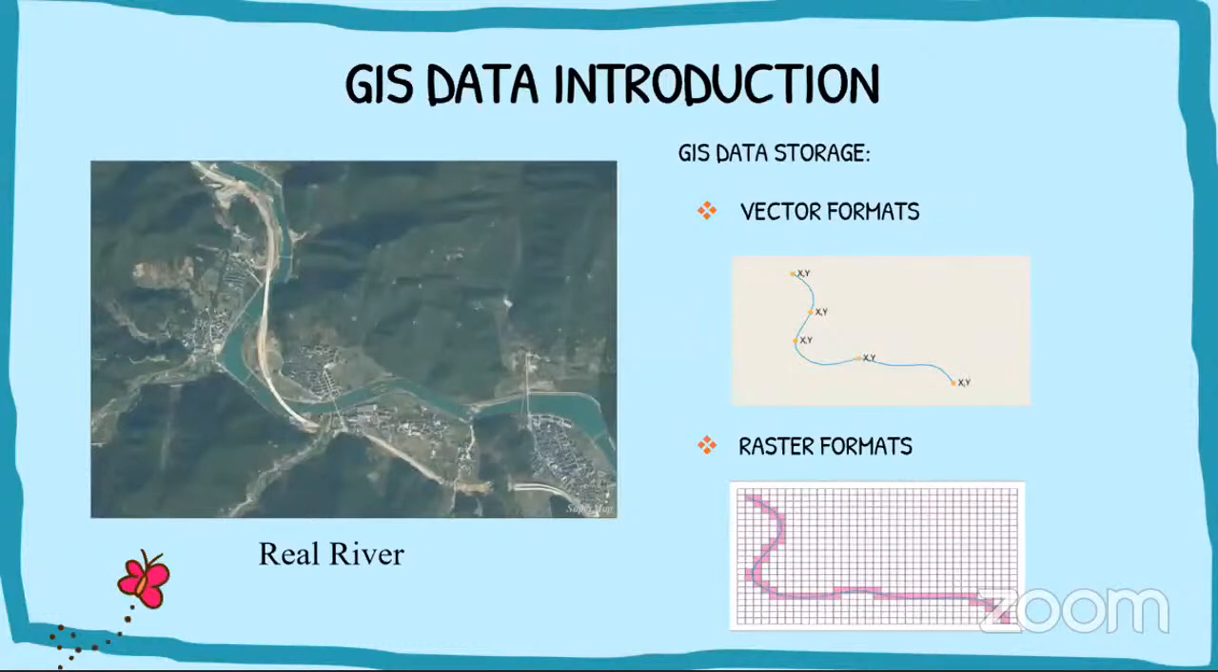So, as we previously said, spatial data has two different types. This is an example of the vector data formats and raster formats. The raster format simulates reality by using a regular grid. As you can see, this is a grid, and this is the raster format.